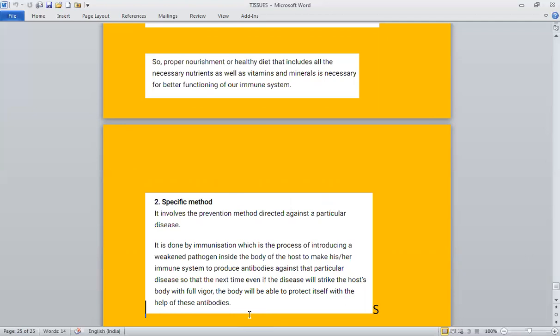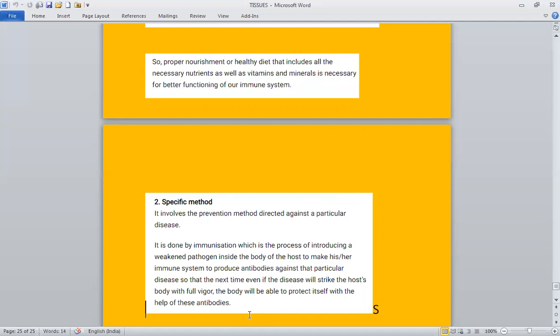Then the second is specific methods. The specific method involves a prevention method directed against a particular disease. It is done by immunization. And what is this immunization?